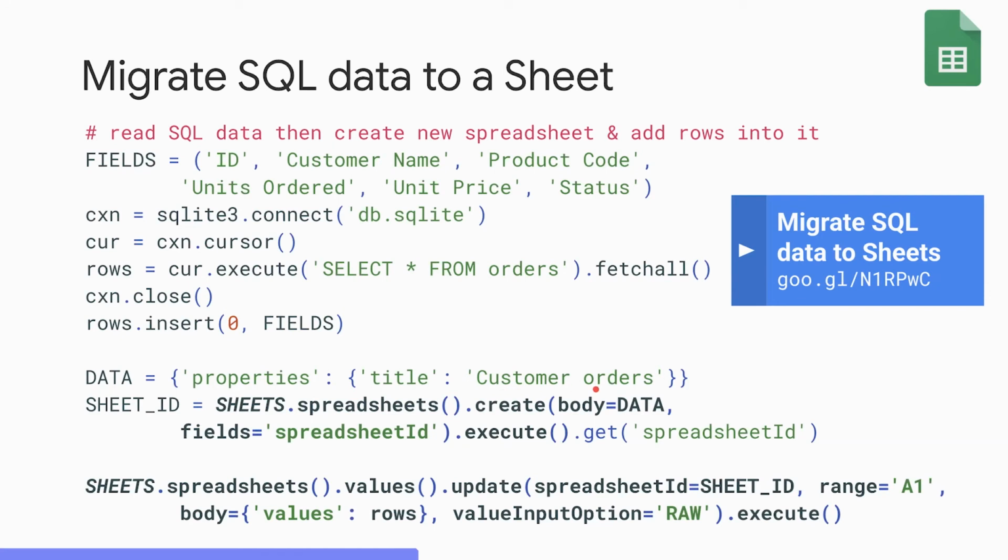And after it's done creating that spreadsheet for me, I want the ID because I need that ID in order to write into it. And then the last line of code takes that ID, says, I want to start writing data into cell A1, which is in the upper left corner. Here are all my rows of data, and then execute that, and boom, you're done. So there's a video on that one as well.